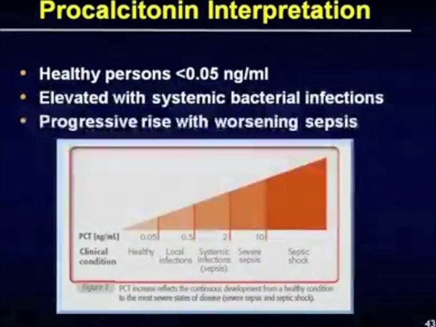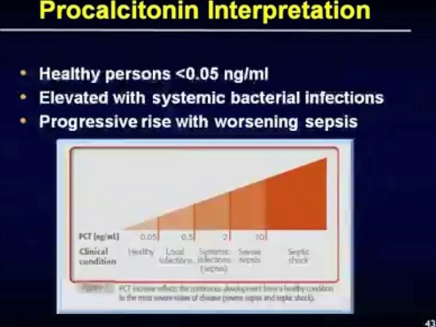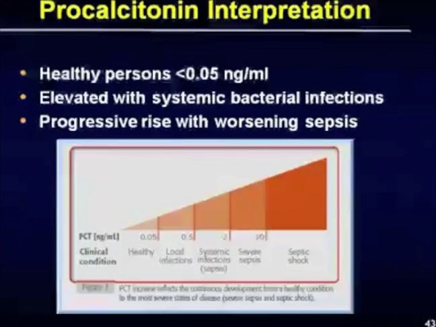The next question that arises with regards to a biomarker is how to interpret that test. Here we see that a healthy patient will typically have a procalcitonin that is less than 0.05 nanograms per milliliter. And as a patient has a greater bacterial load and reaction to that, the procalcitonin levels will increase. Localized infections will be in the range between 0.05 and 0.5.